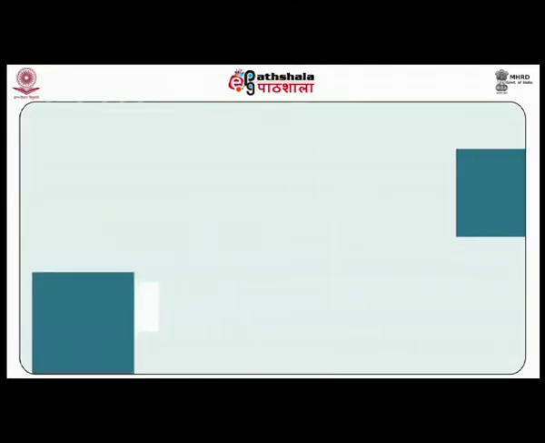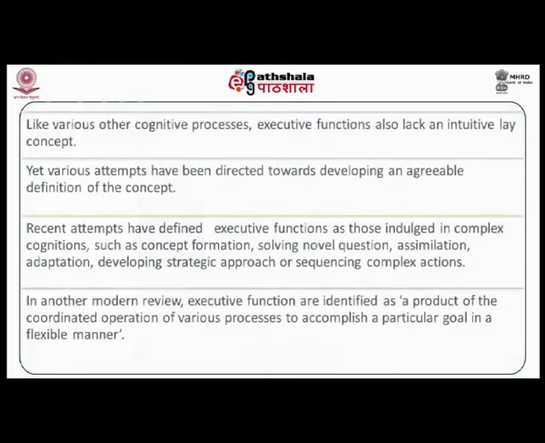Executive functions. First, meaning. Like various other cognitive processes, executive functions also lack an intuitive lay concept. Yet, various attempts have been directed towards developing an agreeable definition of the concept. Recent attempts have defined executive functions as those involved in complex cognitions such as concept formation, solving novel questions, assimilation, adaptation, developing strategic approach, or sequencing complex actions. In another modern review, executive functions are identified as a product of the coordinated operation of various processes to accomplish a particular goal in a flexible manner.